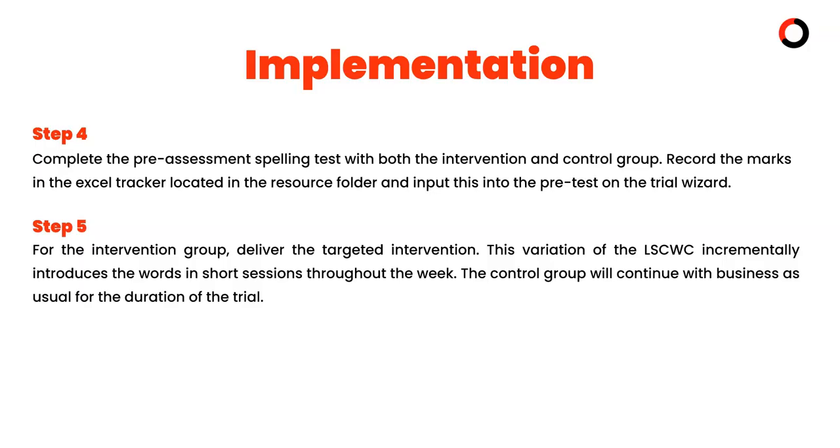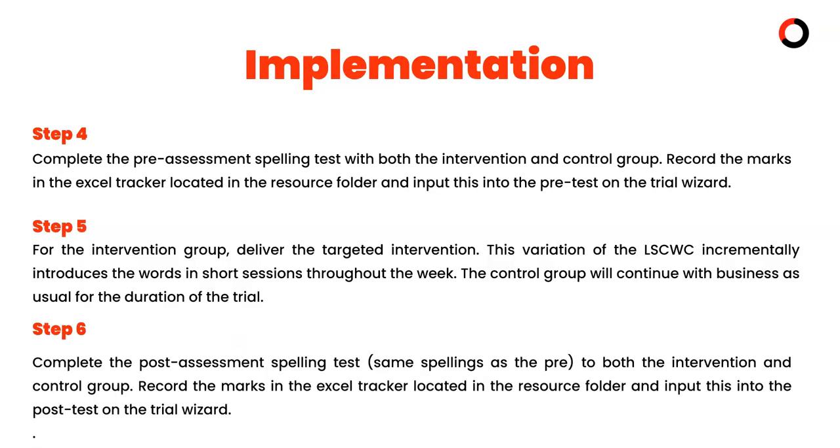Step 5. For the intervention group, deliver the targeted intervention. This variation of the look, say, cover, write, check incrementally introduces the words in short sessions throughout the week. The control group will continue with business as usual for the duration of the trial. Step 6. Complete the post-assessment spelling test, which is the same as the pre, to both the intervention and the control group. Record the marks on your Excel tracker, which is the one you download from the resource folder, and input this into the post-test on the trial wizard.